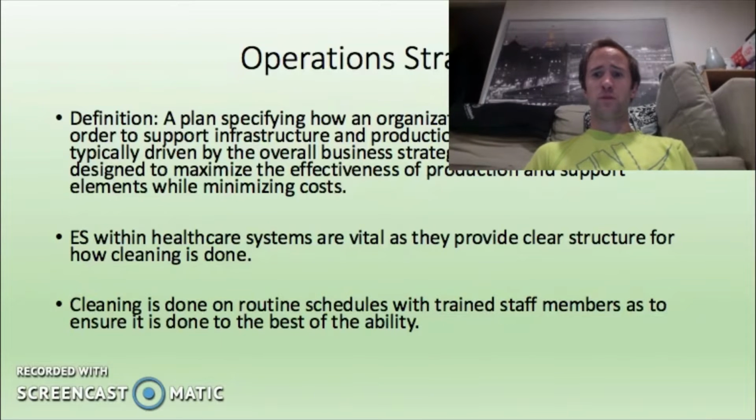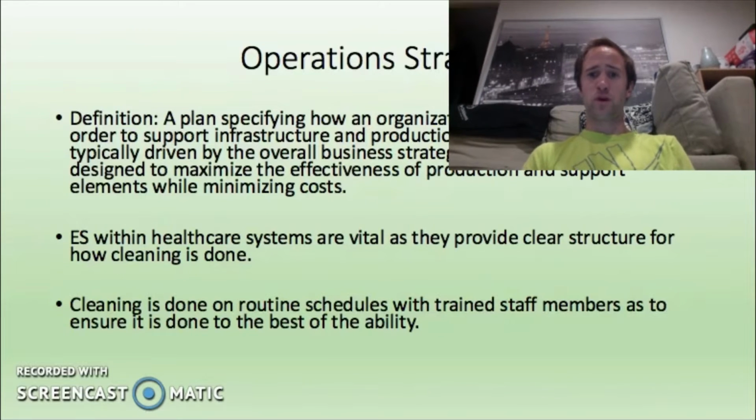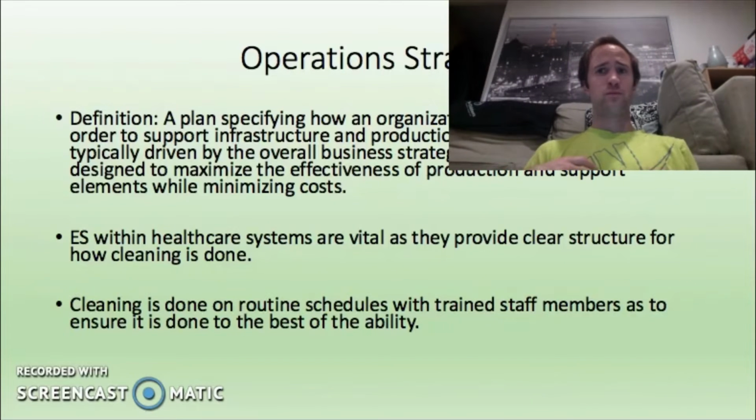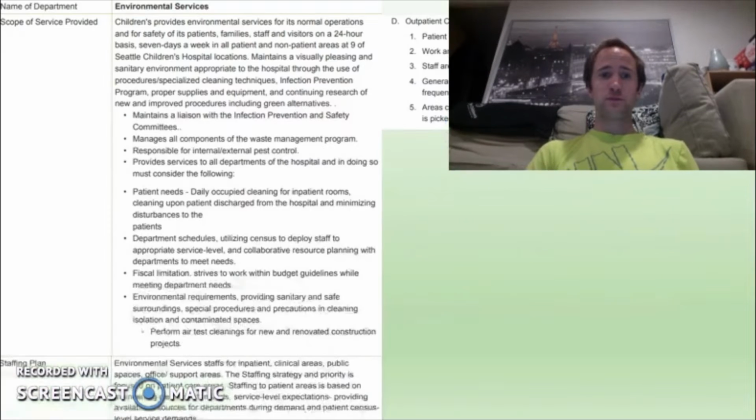The main goal, like we mentioned in the last slide, is to understand at what level they clean these areas and how often. For Seattle Children's, I was able to gather some information regarding their operational strategy and how they go about determining how often they need to provide these services. ES is a service that provides 24/7 coverage for all daily operations, which includes the bathrooms.